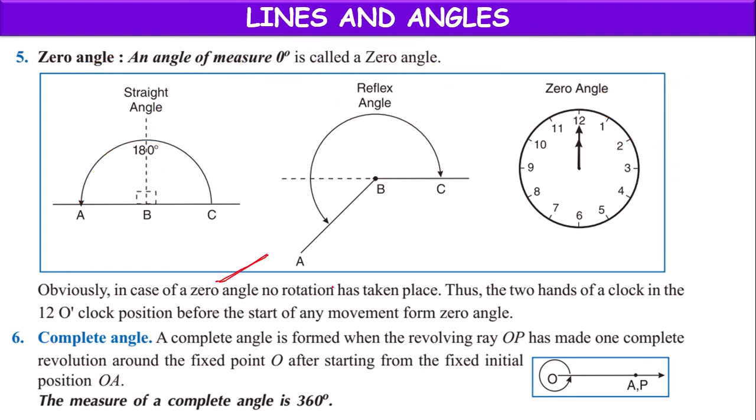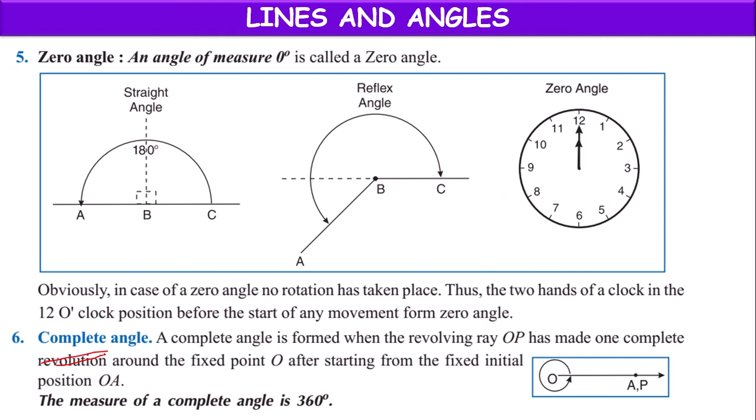Means at zero angle, no rotation takes place. When the two hands of clock are at 12 o'clock, before any movement, the clock is still, we have not yet inserted cell into that. So there is no movement in the hands of the wall clock. At that time, it will be at 0 degrees, because there is no movement. When the movement starts between the hands of clock, then it will be describing some angles.